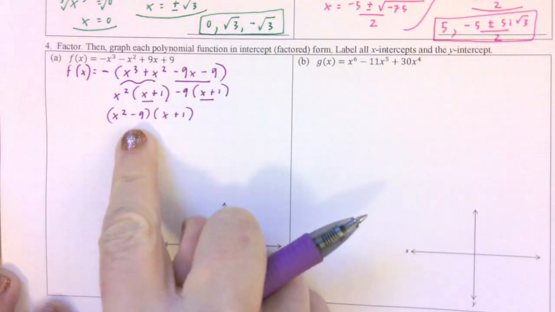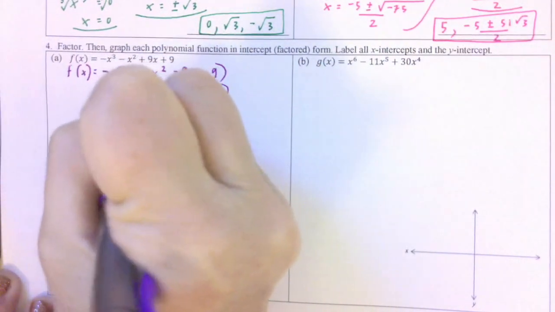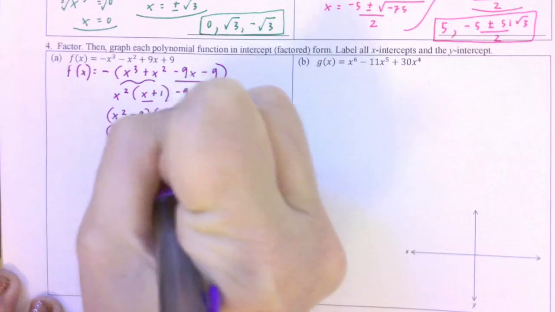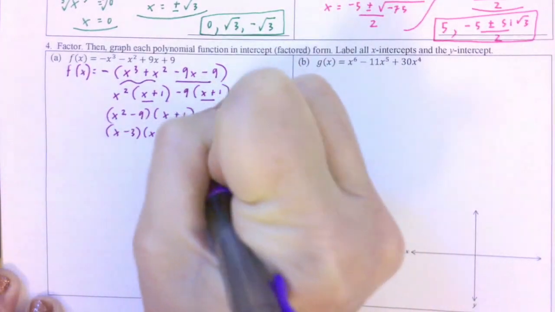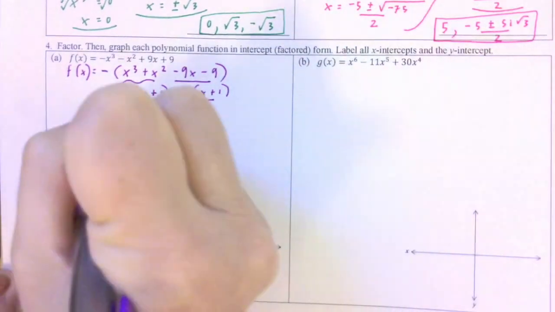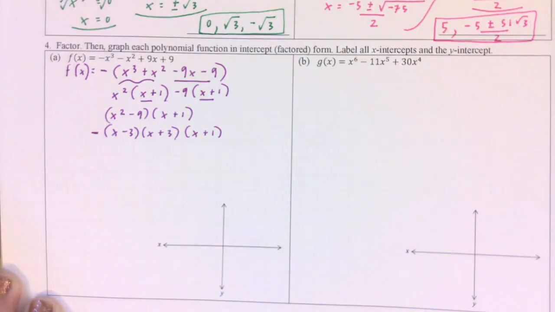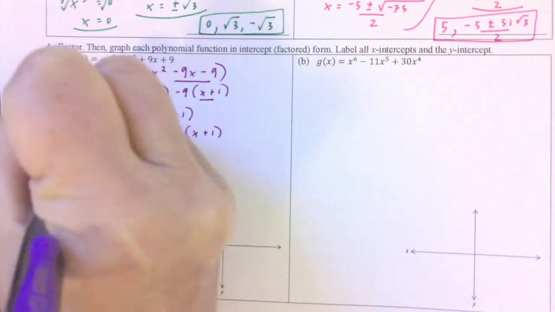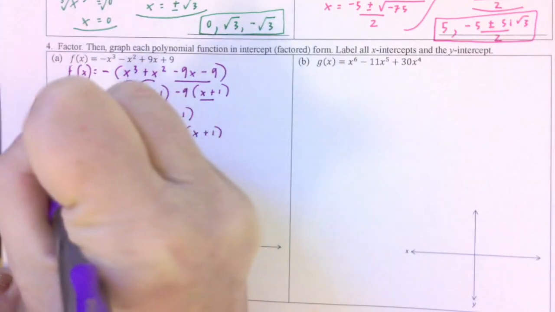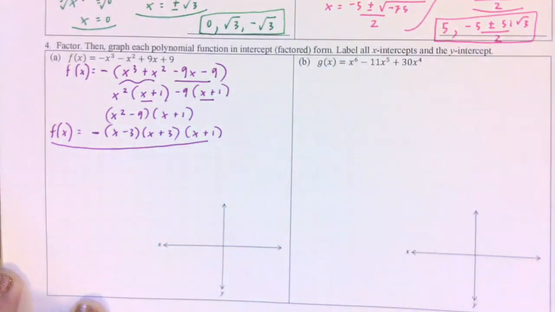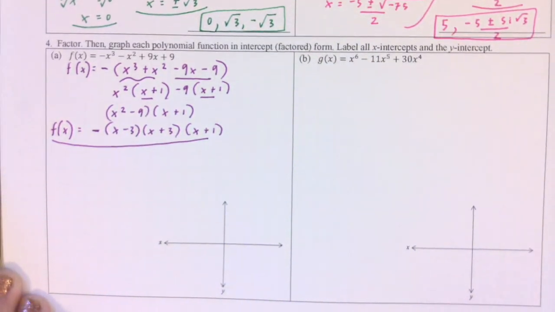Right, difference of two squares, so keep going. X minus 3, x plus 3, x plus 1. Don't forget that we divided out a negative 1 first. Let me just rewrite it as a function. So fully factored function right there.